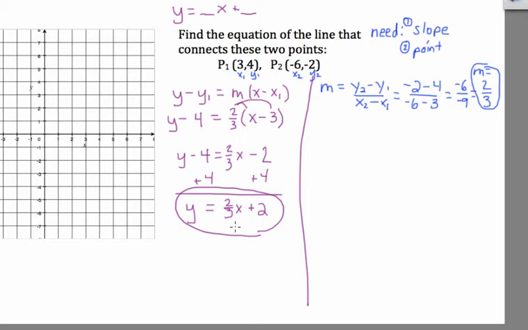That line will contain these 2 points. How could you check that? You could put 3 and 4 in for x and y and see if you get a true equation. You could put negative 6, negative 2 in for x and y and see that you get a true equation.